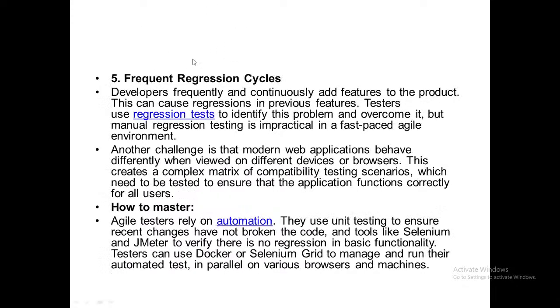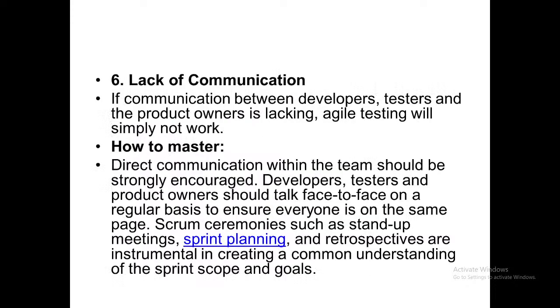One more challenge we see in agile projects is the frequent regression cycle. Developers frequently and continuously add features to the product, which can cause regression in previous features. So testers run regression tests very frequently and rapidly, and agile testers rely on automation. Automation testing knowledge is very important for an agile tester. If you say you are an agile tester but you don't have automation knowledge, then you will struggle in your career path.